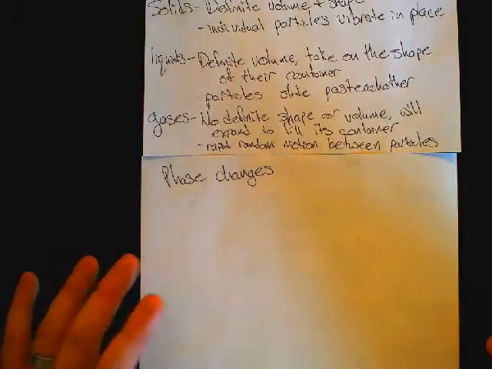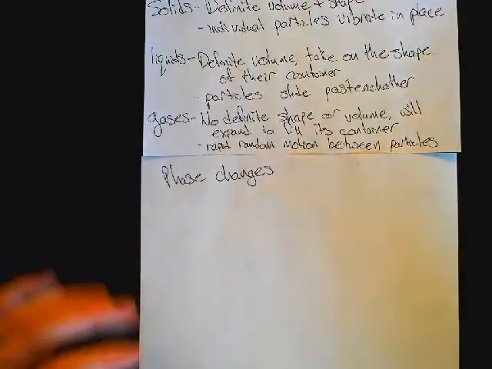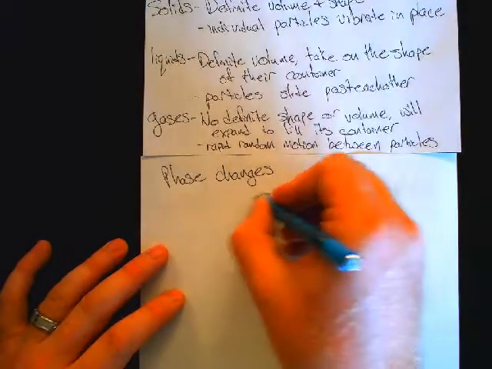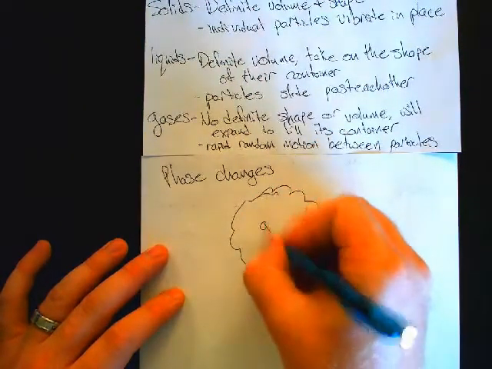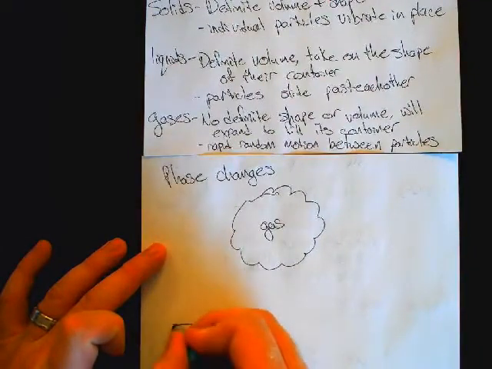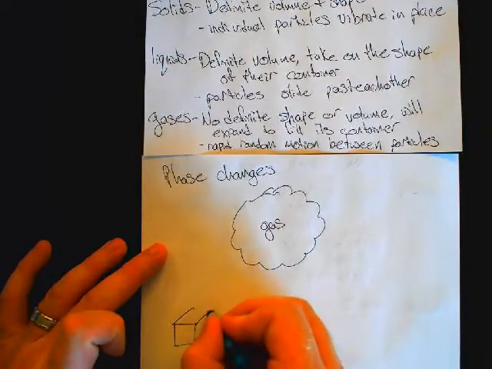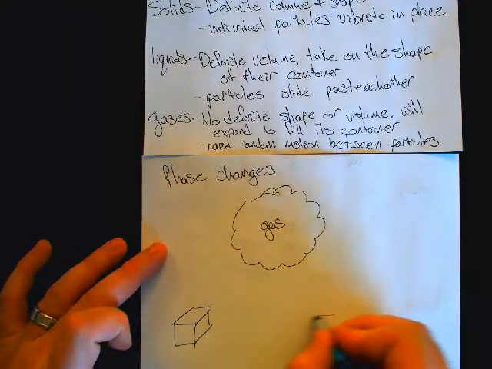And your book uses a diagram really to help explain this. I think it's a really good diagram to use. So we start out with gas, and over here we're going to have solids. And over here we're going to have liquids.